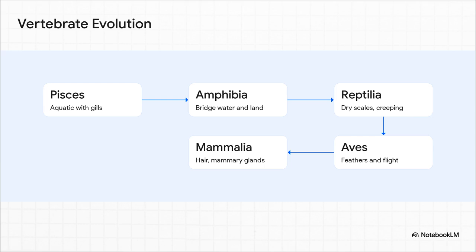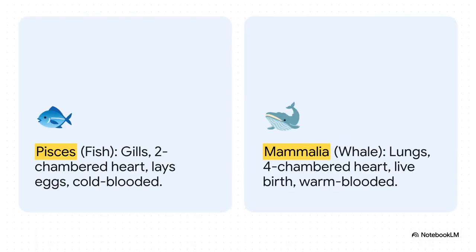And from there, the tree just beautifully branches out into Step 4, Aves, the birds with feathers built for flight, and Step 5, Mammalia, defining features being hair and mammary glands. Now, a perfect textbook example of why we have to look way past surface appearances is the whale. I mean, a whale looks like a giant fish, right? It lives purely in the ocean, just like Pisces. But look closer. A fish has gills, a two-chambered heart, lays eggs, and is cold-blooded. A whale, it breathes air through lungs, has a four-chambered heart, gives live birth, and is warm-blooded.